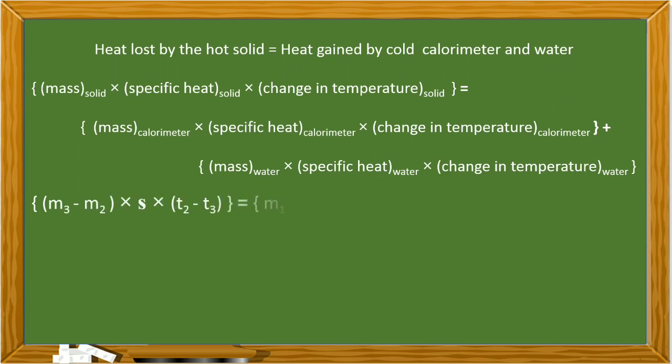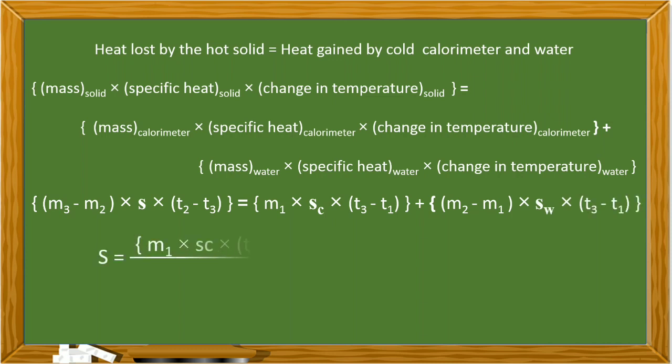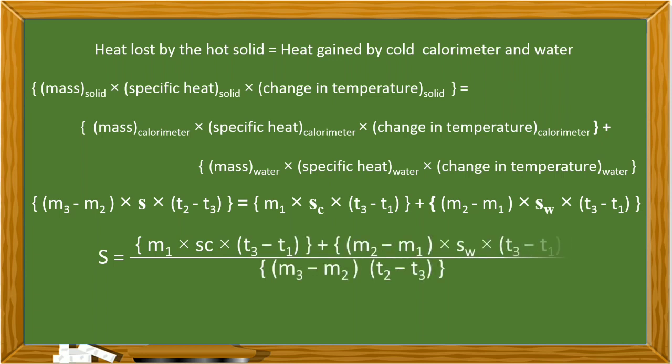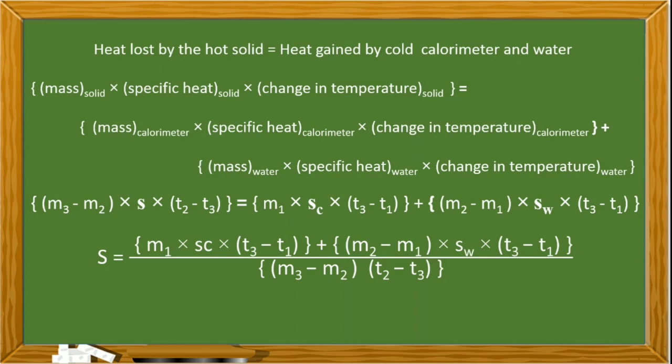And on simplification, we get this formula: S is equal to M1 into SC into T3 minus T1 plus M2 minus M1 into SW into T3 minus T1 whole divided by M3 minus M2 into T2 minus T3. This is in denominator.